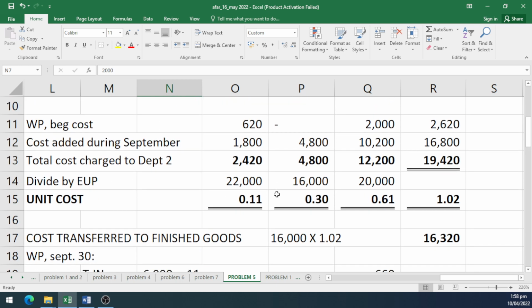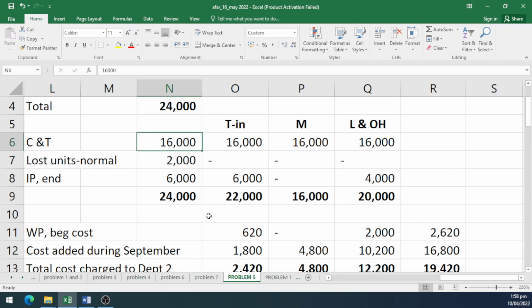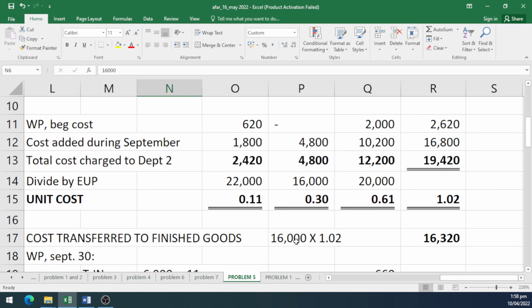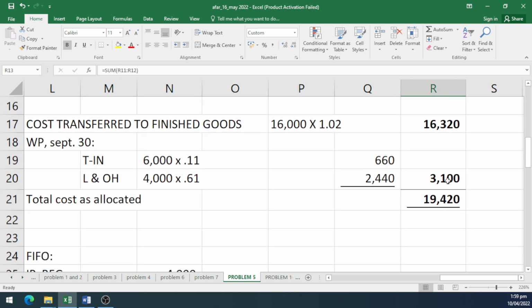Alright. We now compute. Ang units completed po ay 16,000. 16,000 units times 1.02. That is the cost transferred to finished goods or cost of units completed. Kung na-compute nyo na yan, 16,320, ang entry niyan, ganito: debit finished goods, credit work in process. Mababawas yan sa total debits ng work in process na 19,420. Automatic yan, ang ending natin, ito, 3,100.